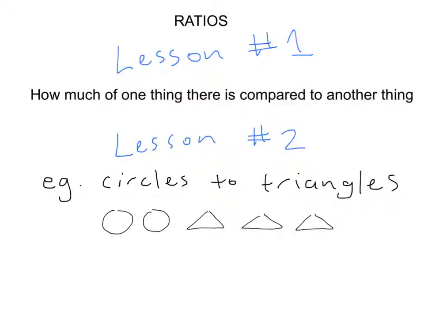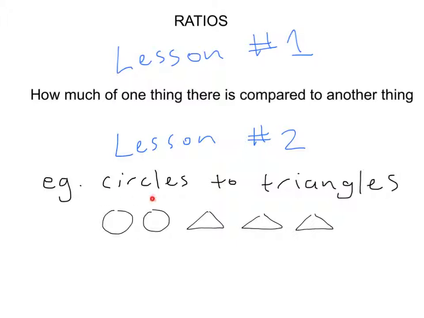Okay, so we're now up to ratios and we talked about this today. So I'm just going to race through the lessons that we learned. Lesson number one is we learned that the definition of ratio is basically how much of one thing there is compared to another thing. So you're comparing quantities.